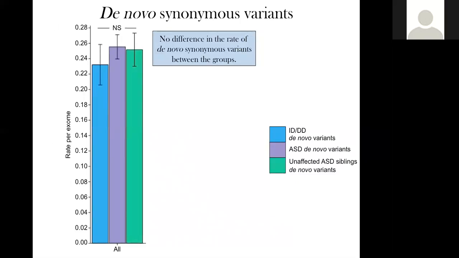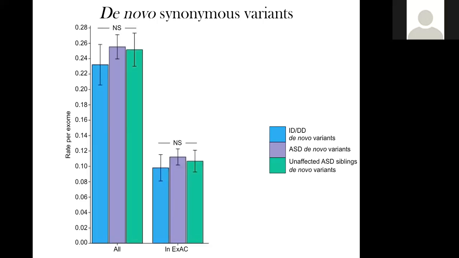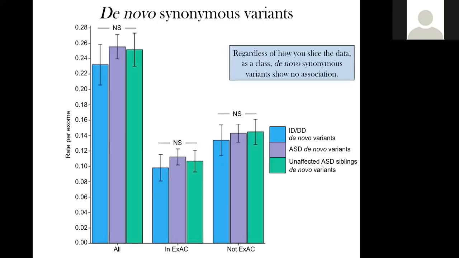So the first thing we did was we wanted to check what the rate of de novo synonymous variants was. Here I've shown you the rate of all de novo synonymous variants, and you'll see that there's no difference between the rate in intellectual disability and developmental delay in blue, autism in purple, and the unaffected ASD siblings in green. And when you don't see any difference in the rate of some class of variation across your different cohorts, then that means that it's not associated, and indeed no one else has seen an association for synonymous variants. So that's good. When we take a look at just those de novo synonymous variants in ExAC, we don't see any difference in the rate across the different cohorts. So this is consistent with a class of variation that is not associated with your case status, and so this is good.